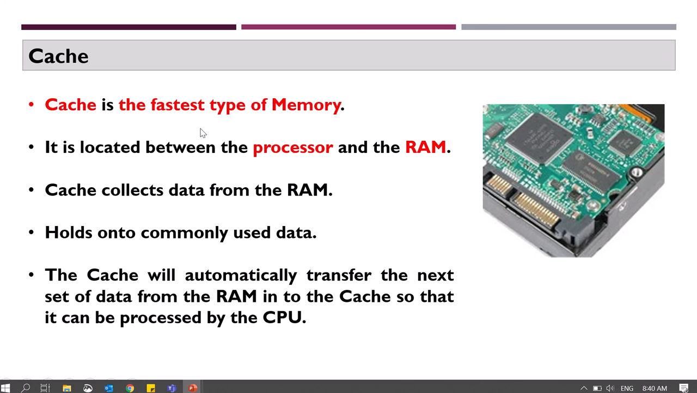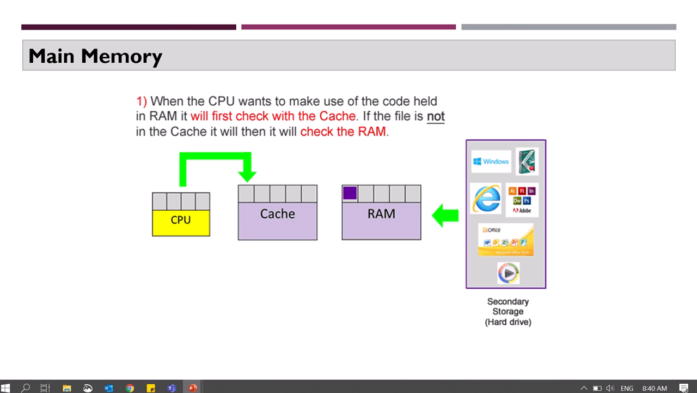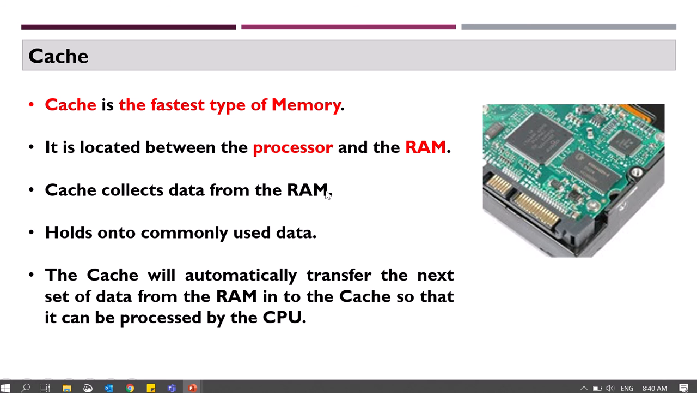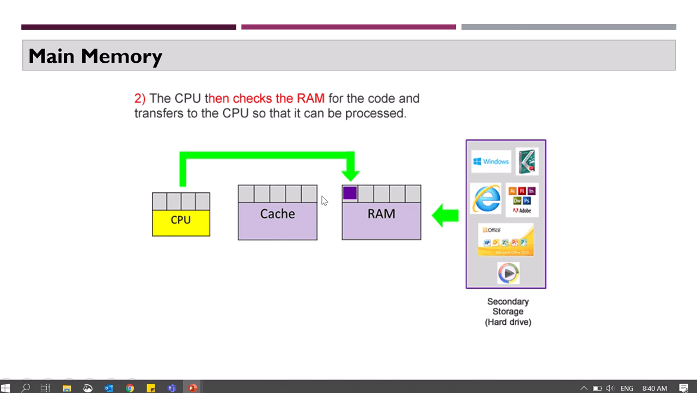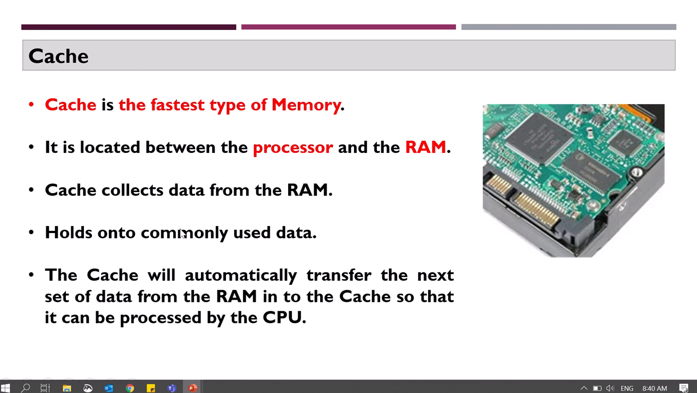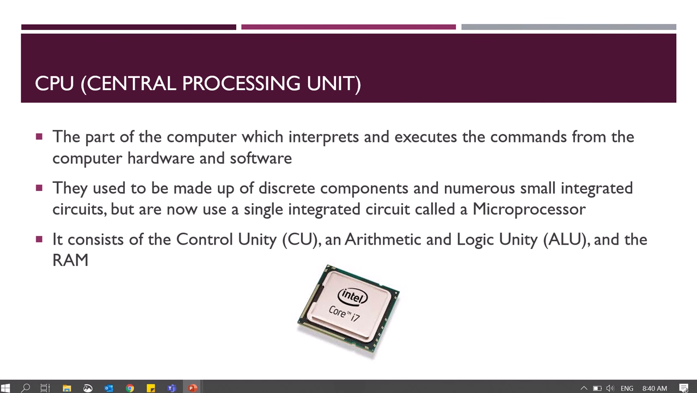The cache is the fastest type of memory. It is between the processor and the RAM. We saw that it is between the CPU and the RAM. It collects data from the RAM if it does not have the data in it already. It holds on to commonly used data, and it automatically transfers the next set of data from the RAM to the cache. Now, a CPU chip you must have seen at some point.